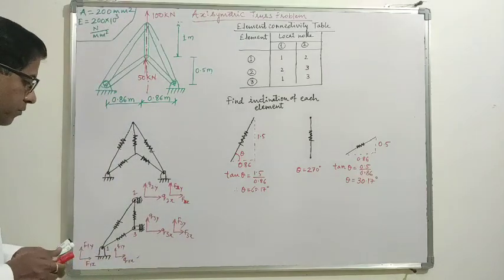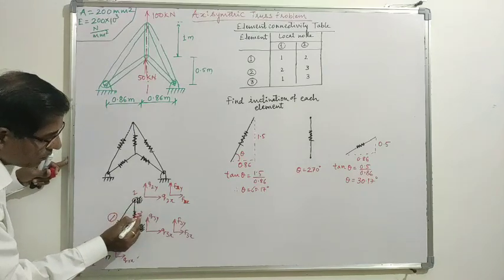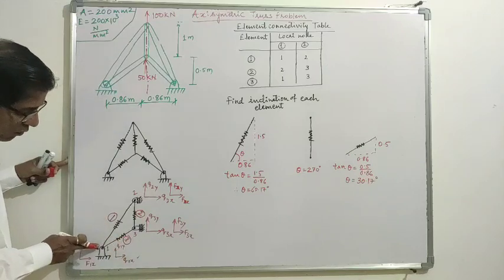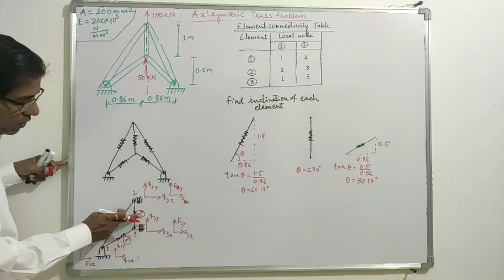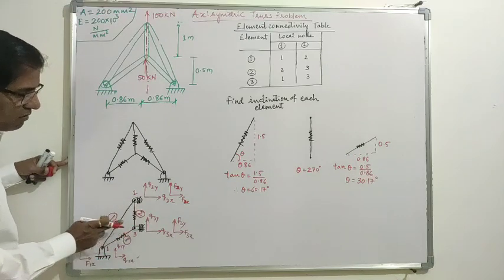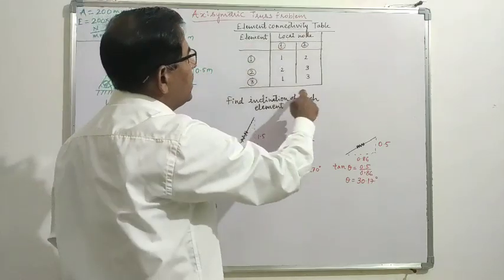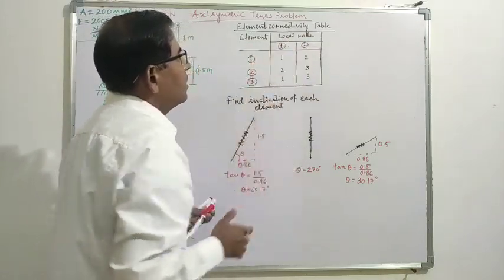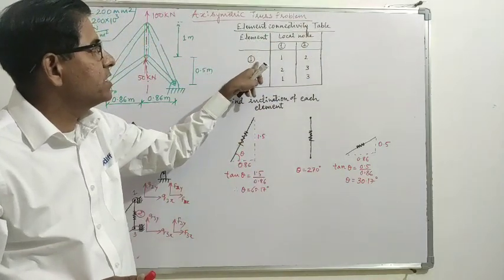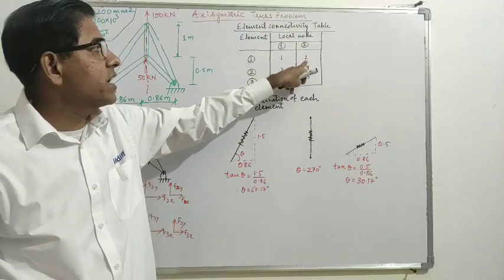Okay, so this is our element number 1, this is our element number 2, this is our element number 3. Element number 1 is made up of node number 1 and 2, element 2 is made up of node number 2 and 3, and element 3 is made up of node number 1 and 3. So same thing we have arranged here in the element connectivity table. So the element connectivity table says that element number 1 has first local node as 1, second local node as 2.